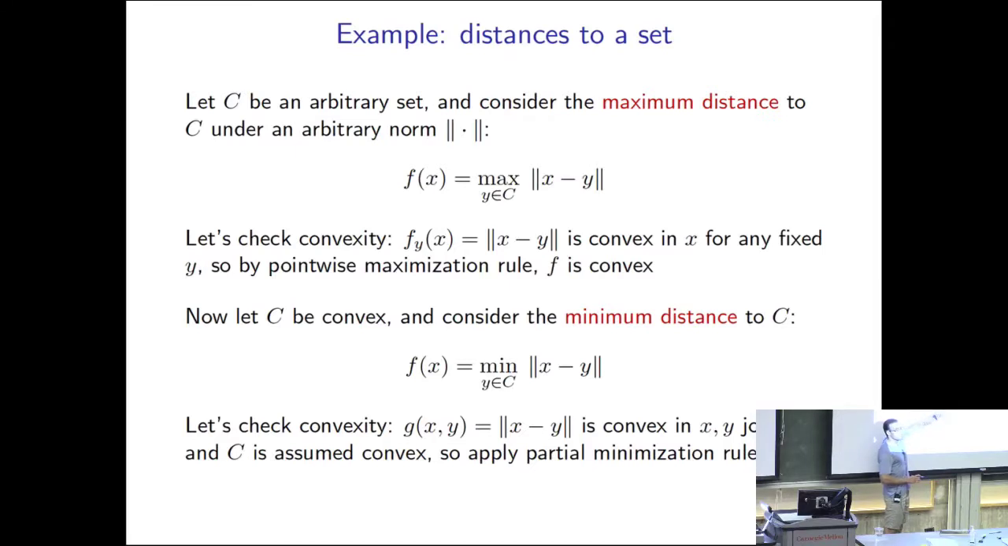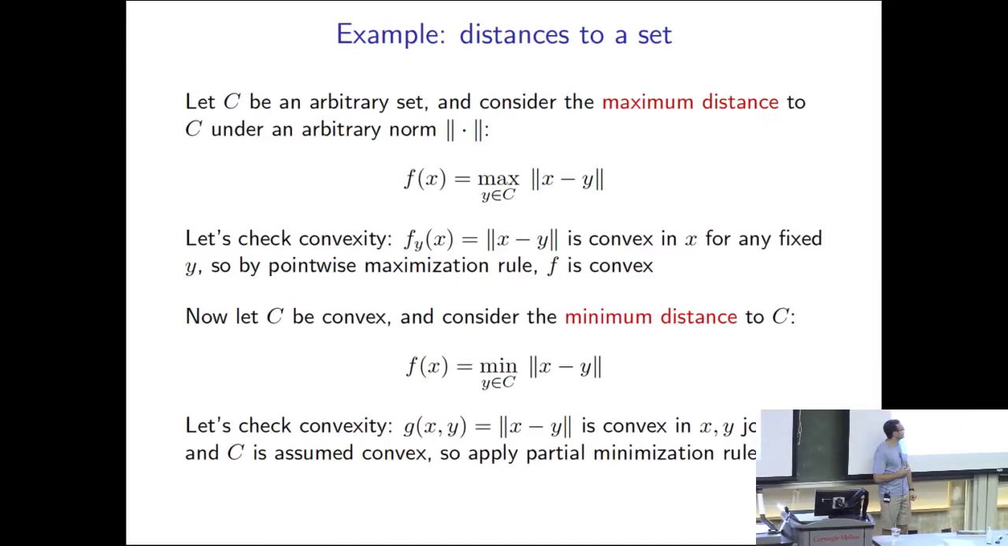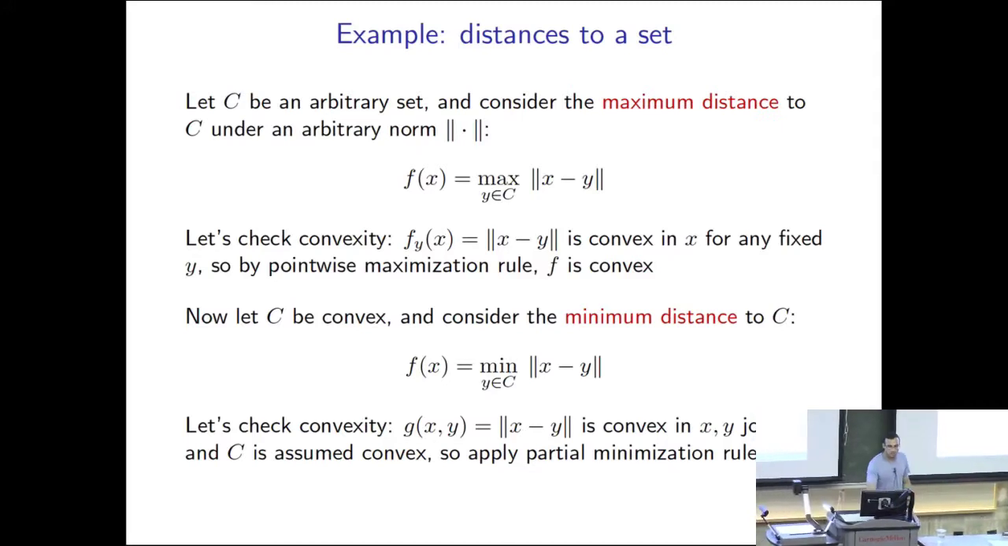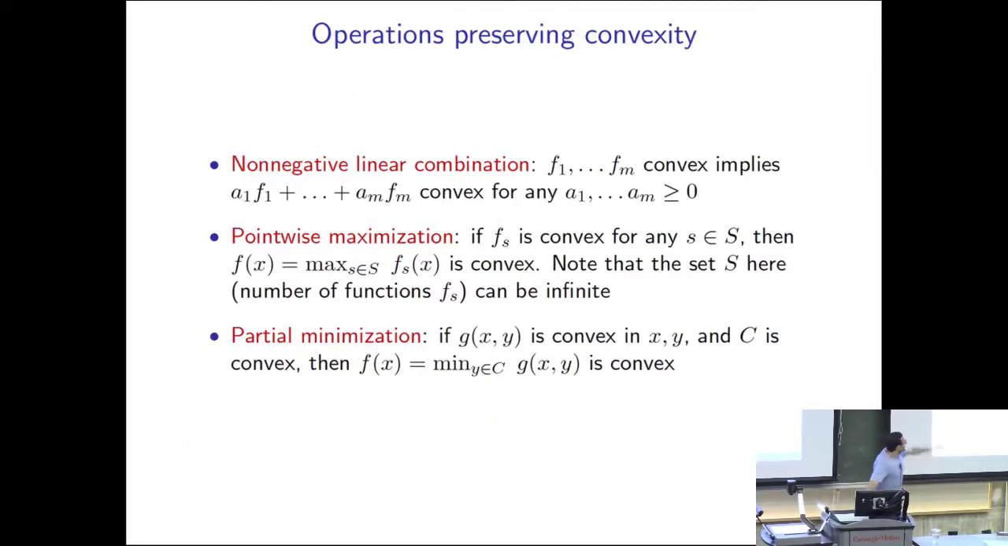Minimum distance is a different story. If we want to talk about the minimum distance to a set C, then we need the set that we're talking about to be convex in the first place for that function to be convex. So the summary is that minimum distance to a set is a convex function only when C is convex to begin with. Max distance to a set is always convex. And these are just applications of these rules, pointwise max and partial minimization.